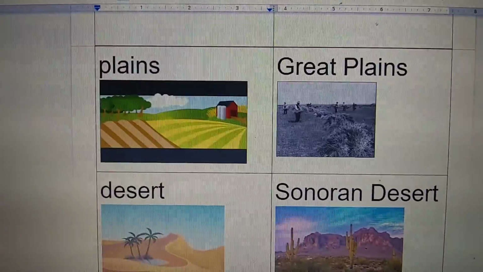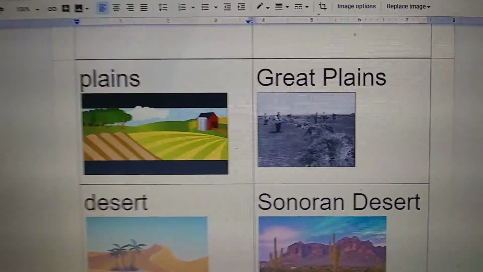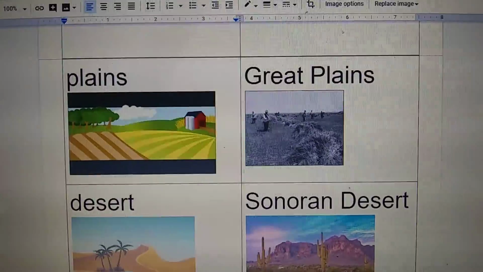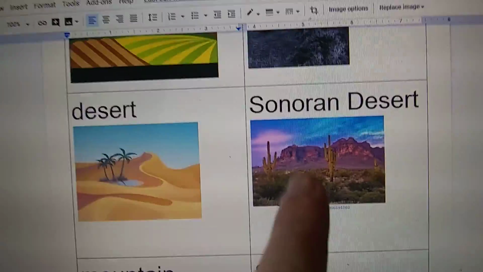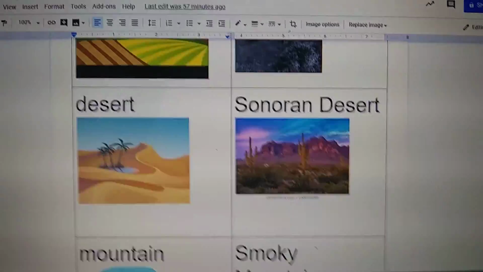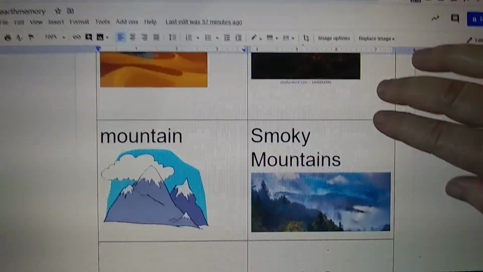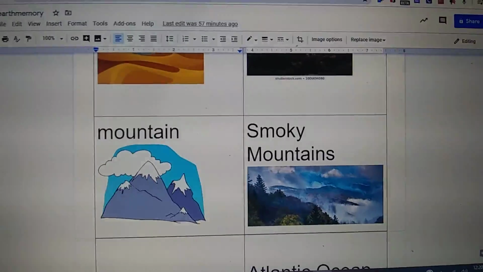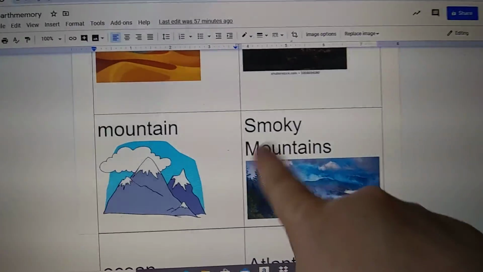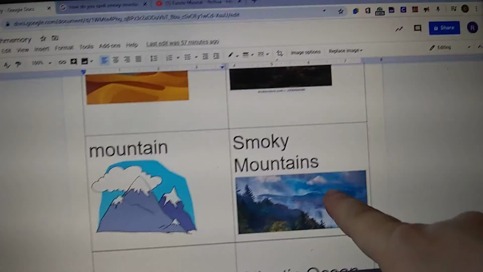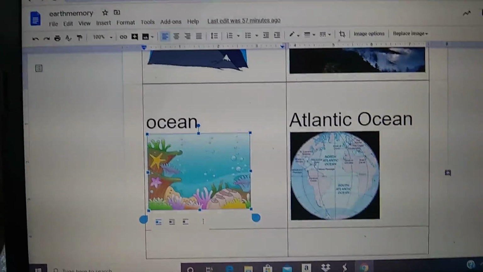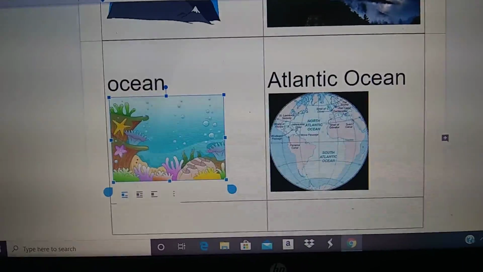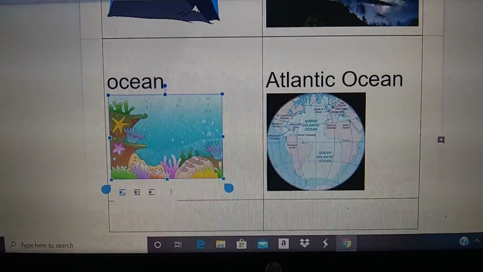The earth has flat lands called plains. We don't live very close to the Great Plains, though. The earth has deserts. We've read about the Sonoran Desert. The earth has mountains. Smoky Mountains are in Tennessee. That was in our habitat unit. And we don't live right by the ocean, but we live by the Gulf of Mexico.